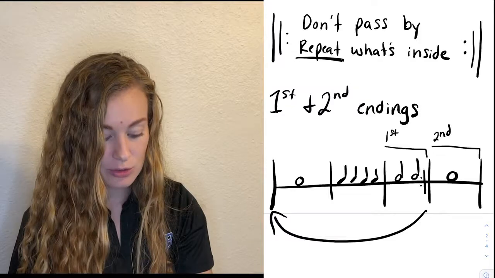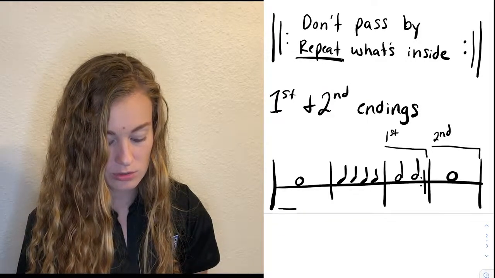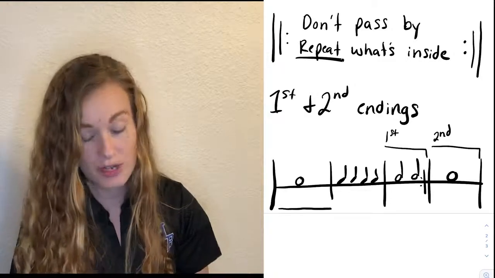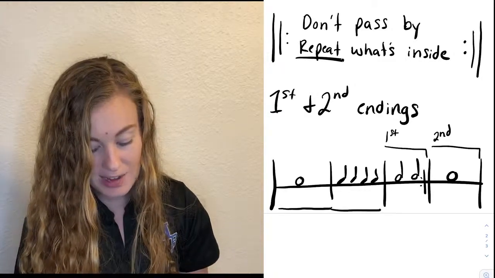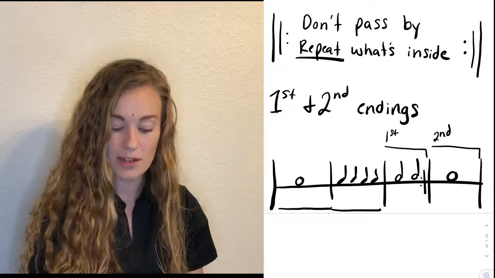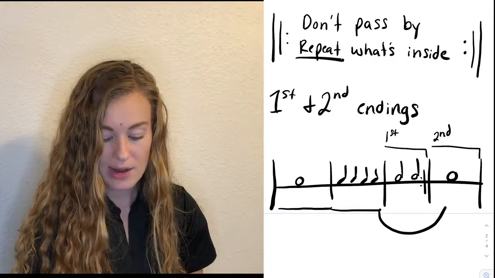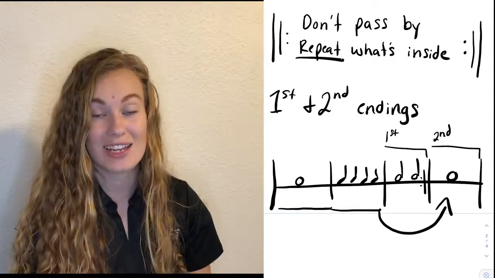And then I'm going to play through those first 2 measures again. So I'm going to go through the whole note. 1, 2, 3, 4. And then through my quarter notes as well. And after I get through my quarter notes, I'm going to skip that first ending. So I'm not going to play it. I'm going to jump over it. And then I'm going to go directly to my second ending.